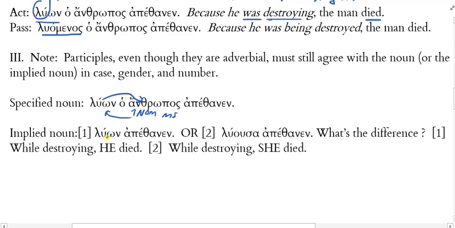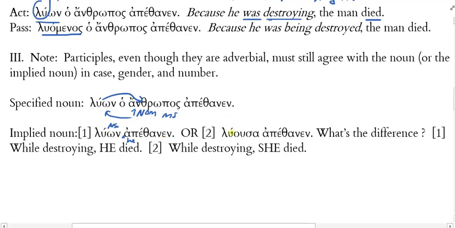Look at number 1. Luon apethenen. Loosing, he died, or while loosing, he died. Why am I translating this as he died? Yes, luon tells me it's what gender? Masculine. And what number? Singular. Masculine singular. Exactly. So the he that's implied here is co-referential with the luon. It refers to the same entity. So while destroying, while loosing, he died.